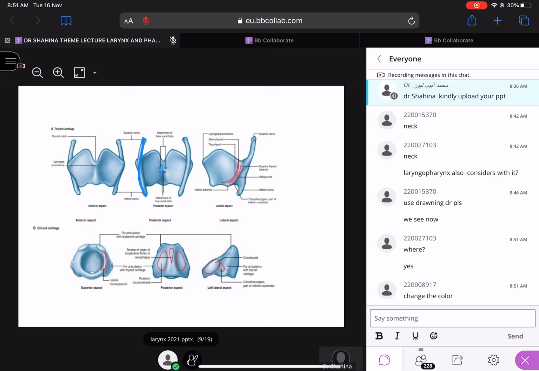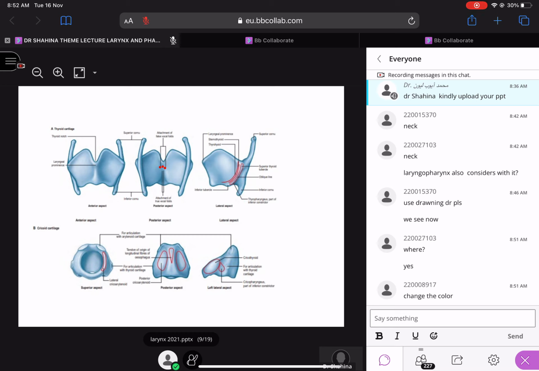Okay, so you can see this one. So now here, these are the points for the vocal folds. Okay, so you have the vocal folds here, they will be attached here. Then here you have one tubercle where you will get the attachment of the epiglottis also. Epiglottis will be attached over here on the inner side.